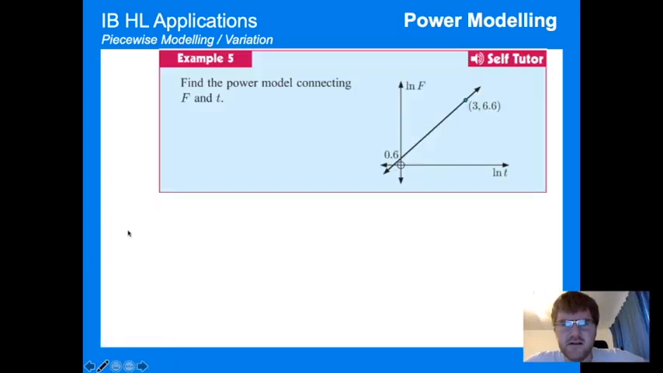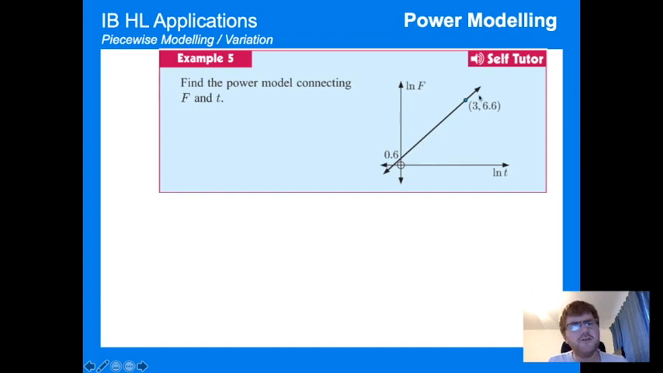Let's do some examples. With this one, we've already been given that it's linear between ln f and ln t, and we need to work backwards to work out what the actual power model could be: t squared, t cubed, t to the power of 4, t to the power of 0.5. This comes from the textbook. I'll go through this example nice and carefully.